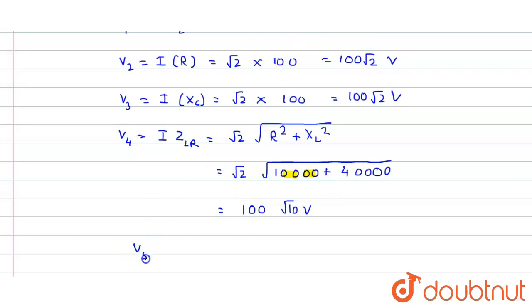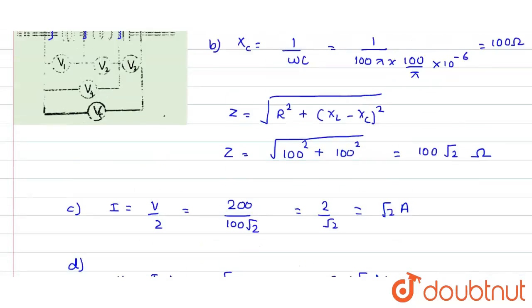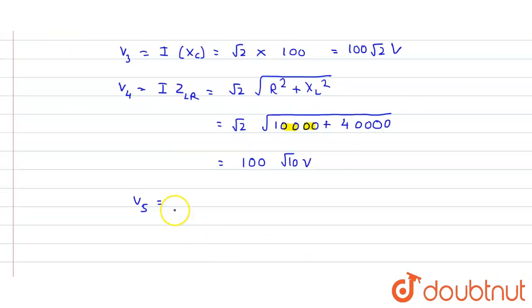Now V5 is across the whole circuit, so it equals I into Z. I is root 2 and Z is 100 root 2, so it turns out to be 200 volts. So these are the different values of the voltages. Hope you understood this solution.